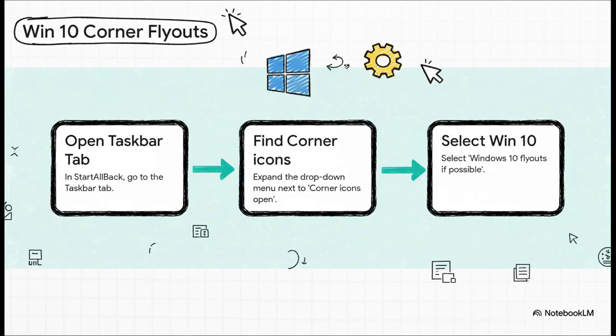The same goes for the little pop-ups in the corner of your screen. If you prefer the old Windows 10 style for the calendar and volume controls, you can select this option in Start All Back's taskbar settings. Just a heads up though, the network icon is going to keep its new Windows 11 look.